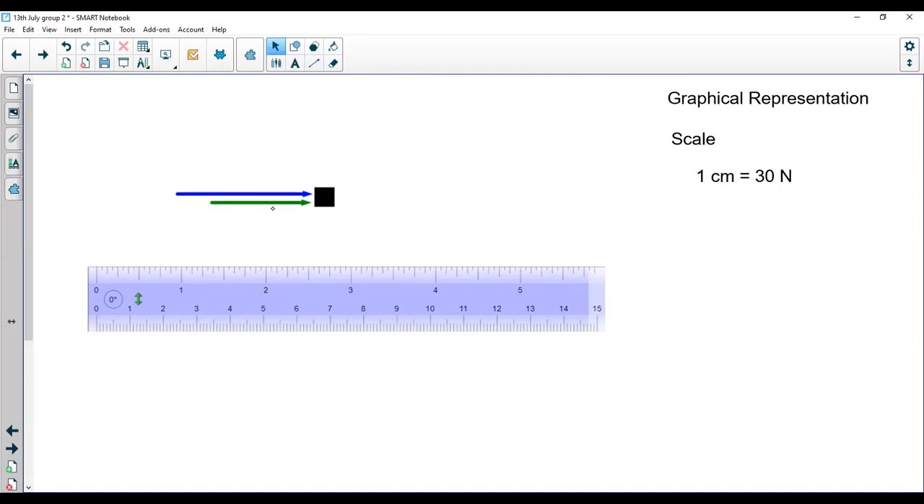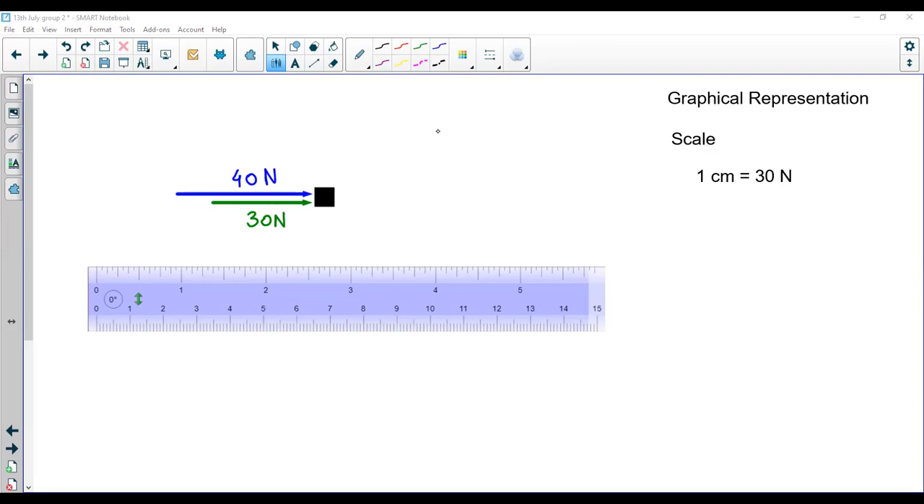If it's 3 centimeter long, what's the magnitude of the green force? 30 Newton. That's very good. It is 30 Newton. So we are pushing the box with a 40 Newton force and with a 30 Newton force. So what's the resultant in that case? 70 Newton. Okay. And in what direction? To the right.